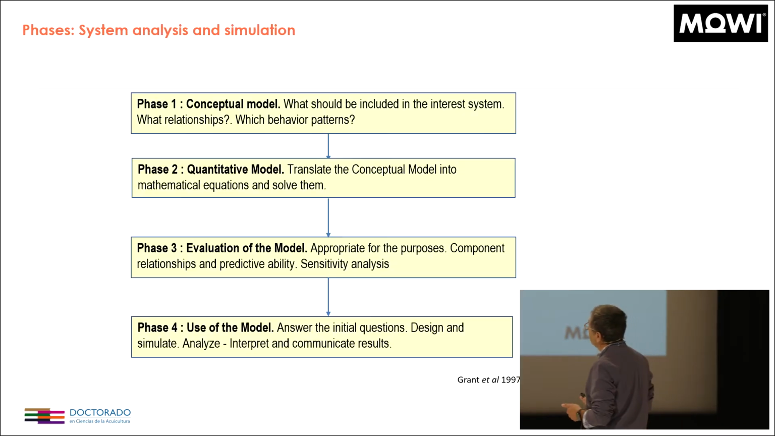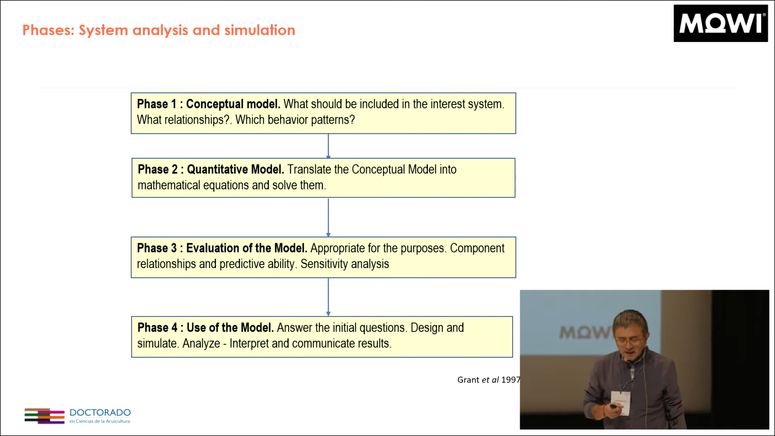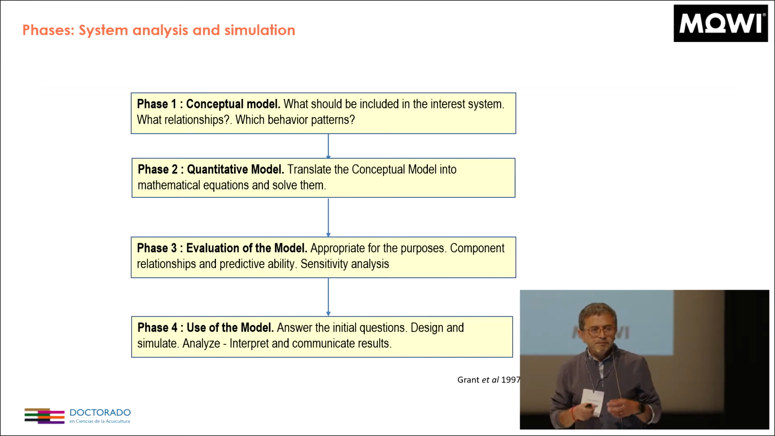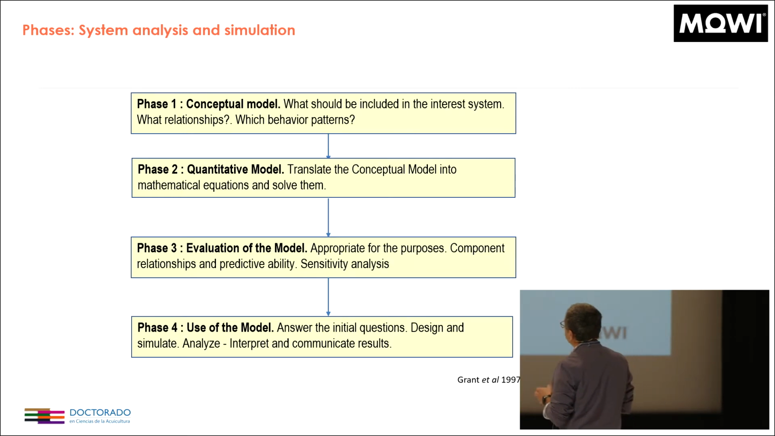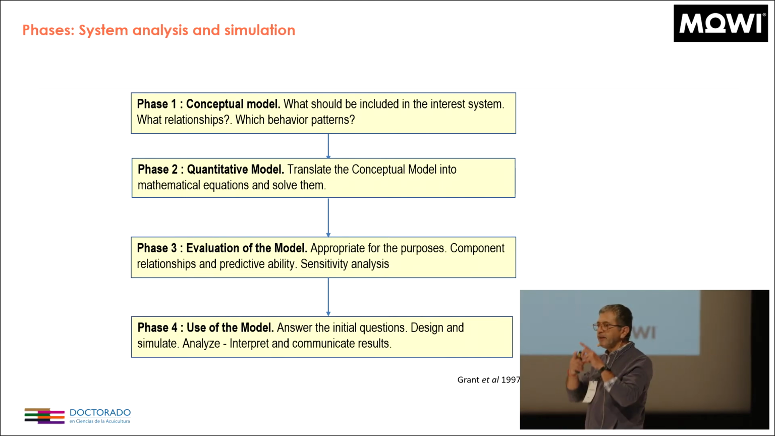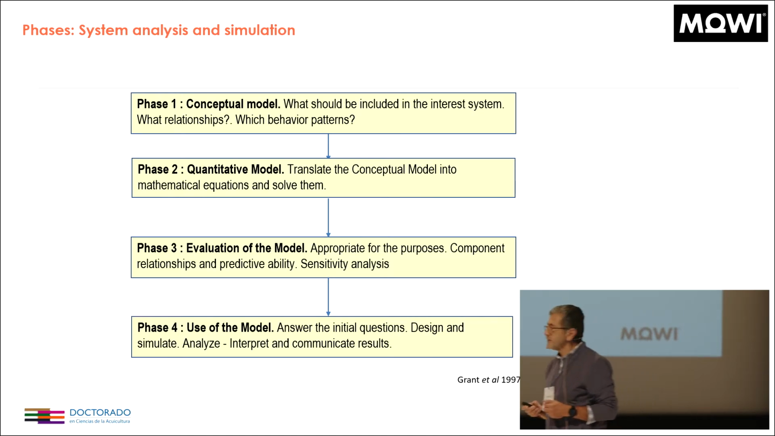Regarding system analysis and simulation, it's important for me to present the steps, because system analysis simulation is the same as the scientific methodology. The first step is the conceptual model, where we define what should be included in the system of interest. We need to define the border of the system of interest. What are the main relationships that we can study? Which behavior patterns can be projected in our study?